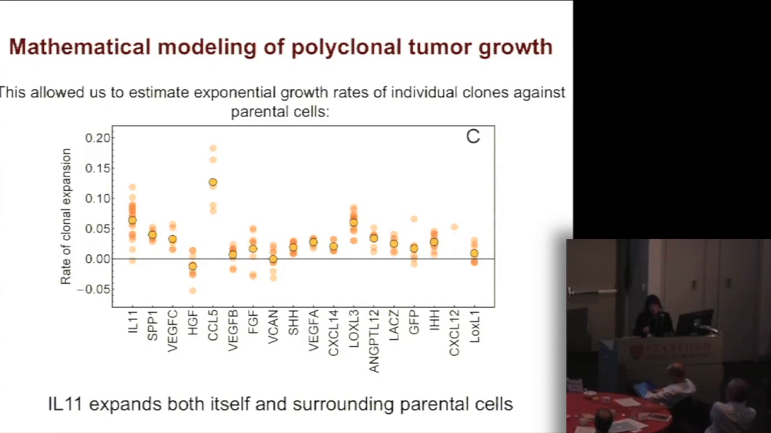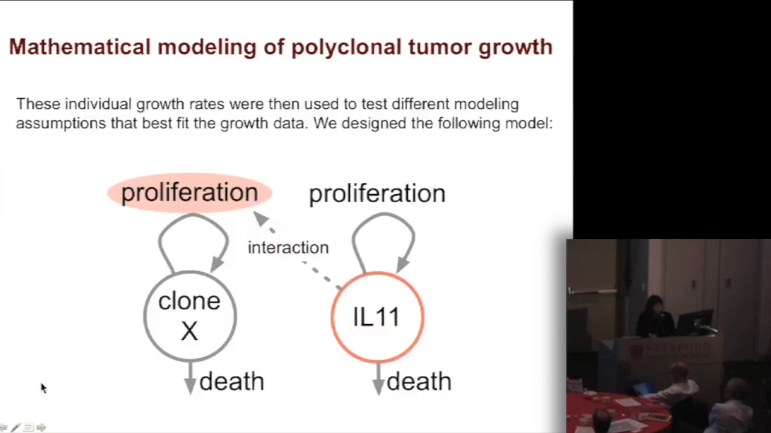CCL5 is one of those clones that the tumor expands with, but it's because the CCL5 expressing clones are proliferating faster. It's not promoting the growth of the neighboring cells. Whereas IL-11 acts the other way. It actually promotes the growth of the other cells, not just the IL-11 expressing cells. And then they built models considering how these two clones can interact. In very simplistic ways, each clone can proliferate or undergo apoptosis, and then there is an autocrine effect and a paracrine effect that can happen among the clones.